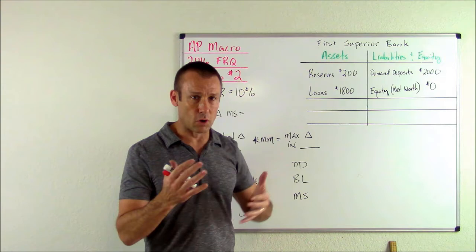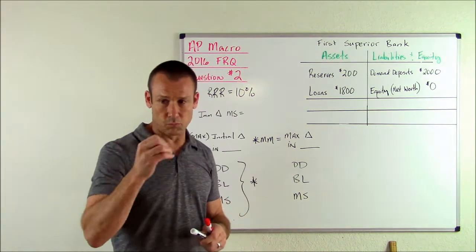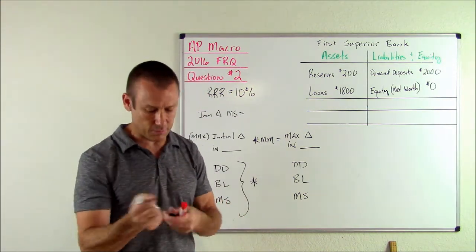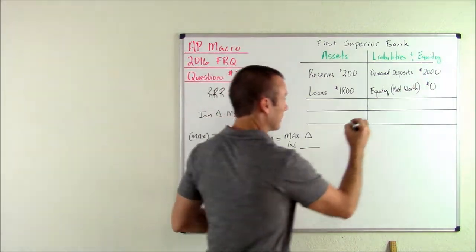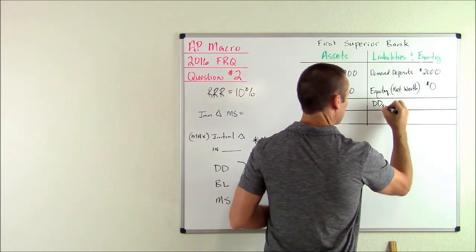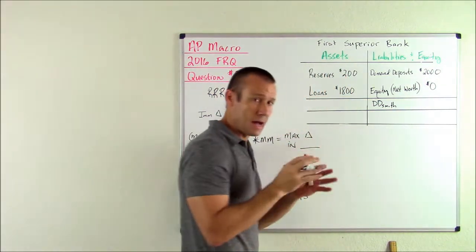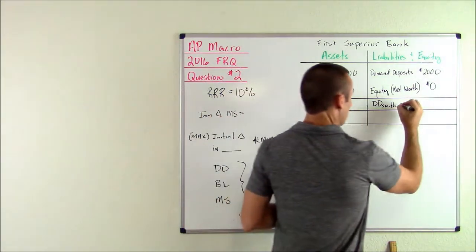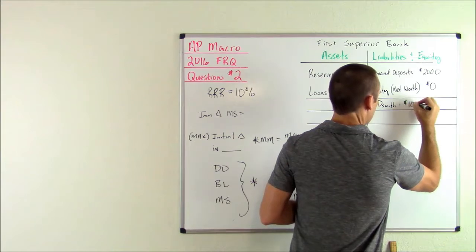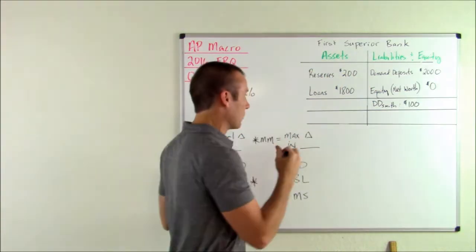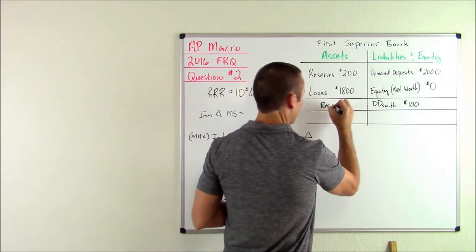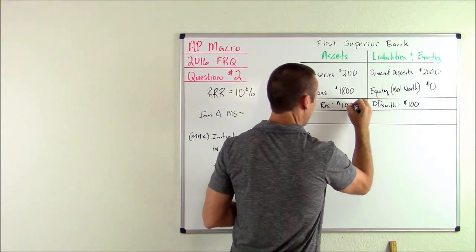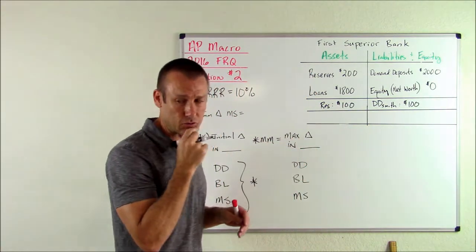So I've added a couple rows to handle this. Once again, Mr. Smith walks in, makes his deposit, and so he's going to get a demand deposit. So I'm going to say demand deposit Smith. Guys, yes, this is a liability to the bank. The bank owes Mr. Smith this money. That's going to be $100. Now, the good thing for the bank is they're getting reserves out of this deal. So reserves, $100. That's how we make that entry.